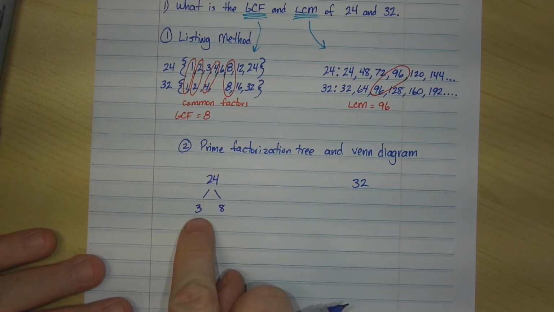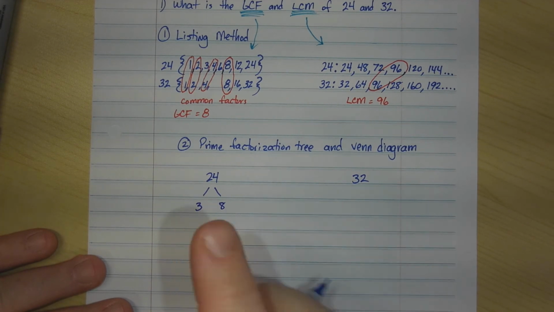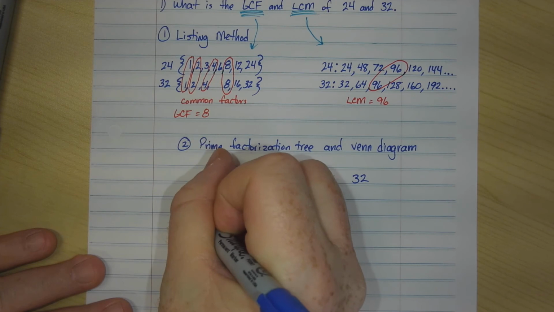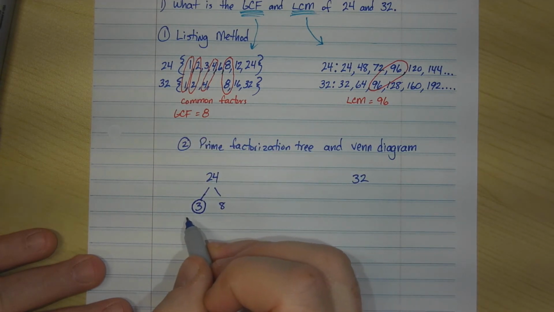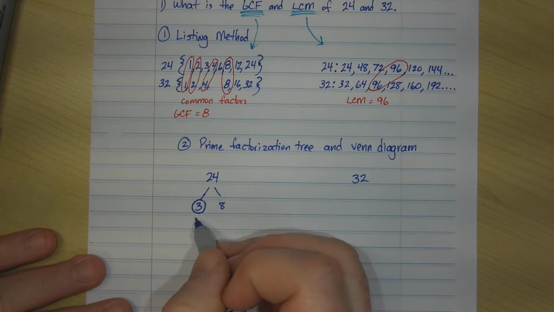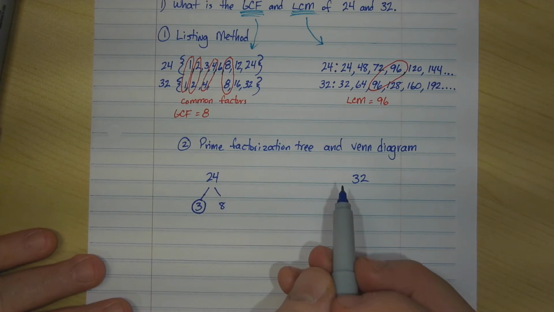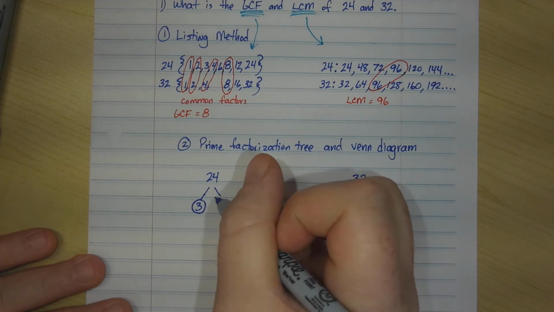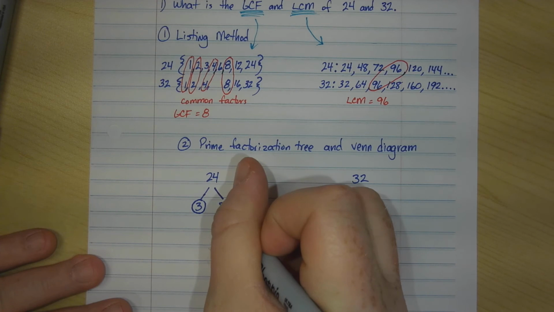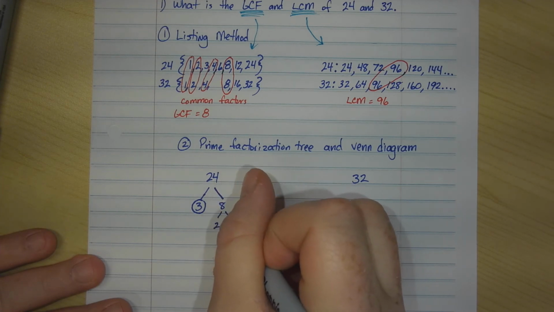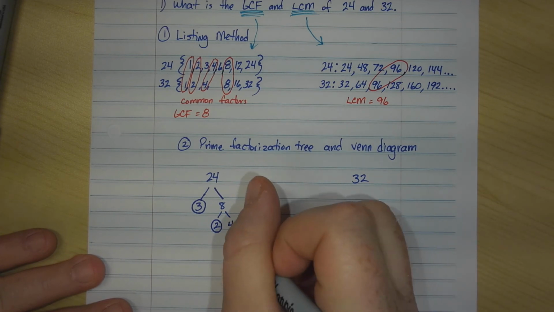Now, since 3 is prime, that means it can't be divided by anything else besides itself or 1. It's prime, so you circle it. Kind of like an apple tree: you've got apples at the end of the branches, and you don't have a branch going through the apple. The apple is the end of that part of the branch. Now, 8 is composite. You can divide 8 into 2 times 4. 2 is prime, but 4 is composite. You can break that down to 2 times 2.